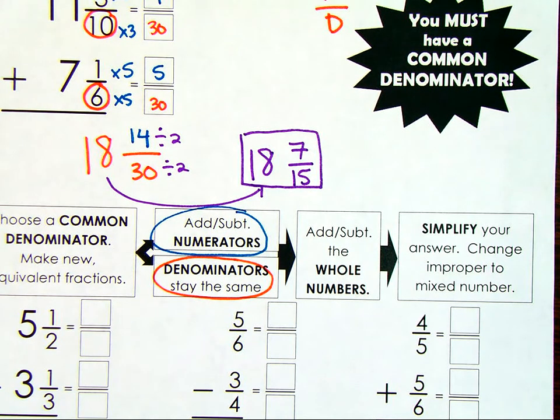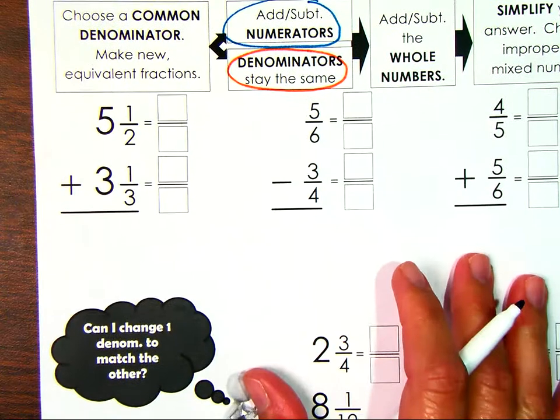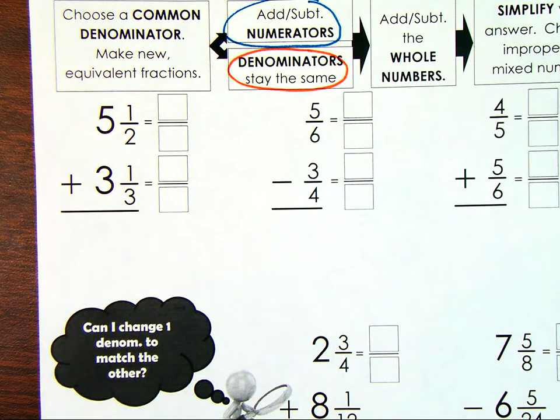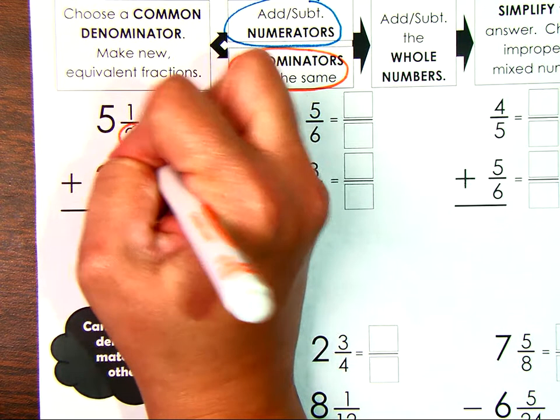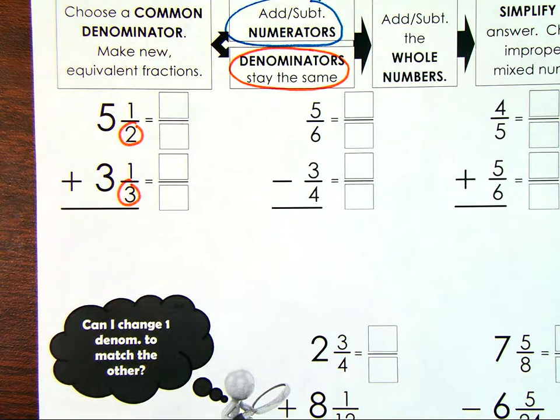Let's try a few more, and then you're going to have some on your own. All right, this next one is 5 1/2 plus 3 1/3. Again, we're only looking at our denominators, so 2 and 3. If you list your multiples of 2 and you list your multiples of 3, you want where they're going to meet up first. They're going to meet up at 30. They're going to meet up at several places, but we want where they meet first.